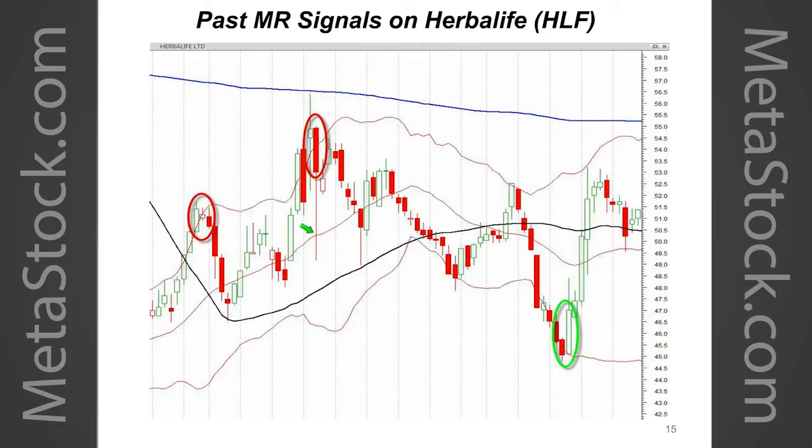Here we have a nice way high above the 20-period moving average. The Bollinger Band is increasing. We have this big red candlestick bar as our reversal candle. You're in at the close of that day. You're in for 1, 2, 3, 4, 5 for a small gain on that one.